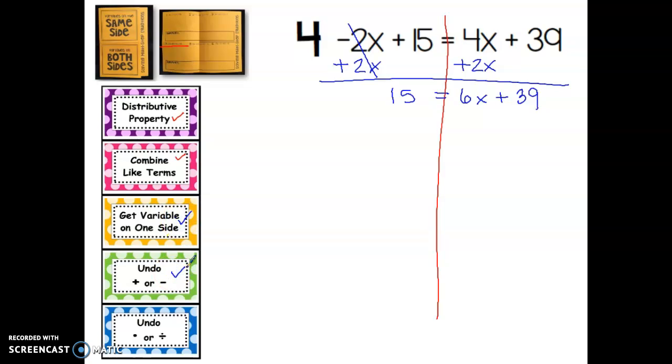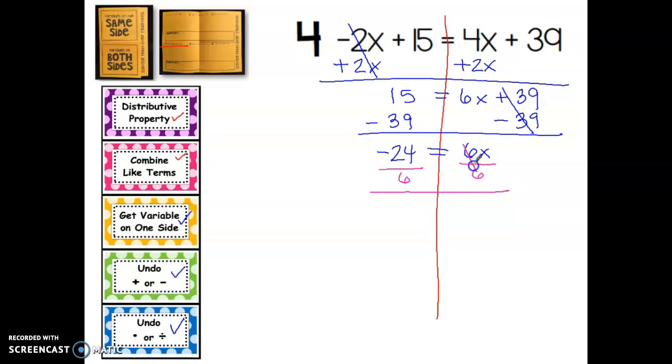Undo addition or subtraction. Let's undo that addition by doing subtraction. So subtract 39 from each side. 6x is equal to -24. Undo the multiplication or division. This is a multiplication problem, so I'm going to do the inverse and do division. So -24 divided by 6 is -4. X is equal to -4.